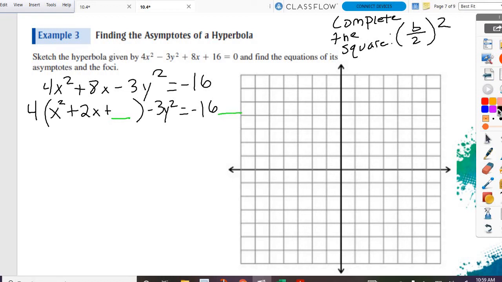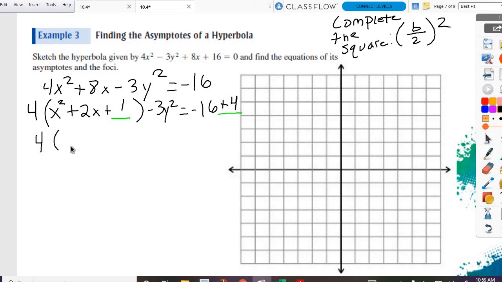So what's our new b value for our x's? No, our b value is 2. So 2 divided by 2 is 1. 1 squared, that'll give us 1. So then what do I need to add to the other side? Not quite. So remember that this 4 applies to everything in the parentheses. So it's going to be a 4.